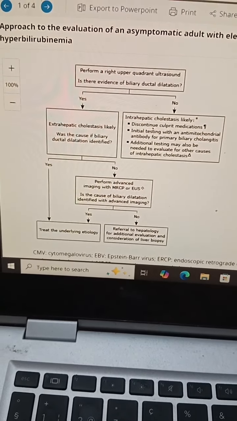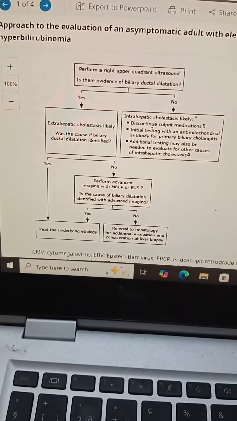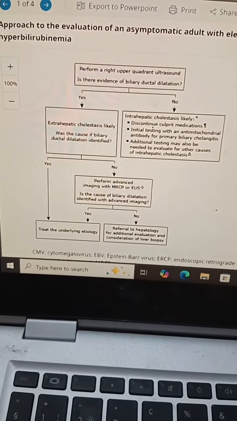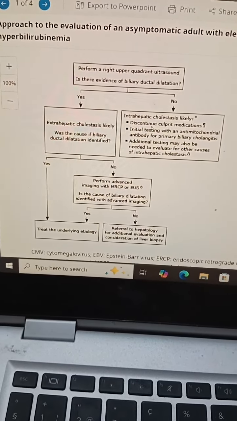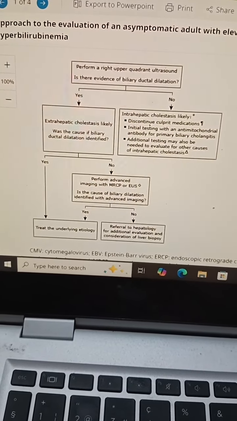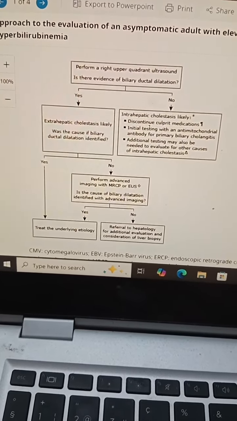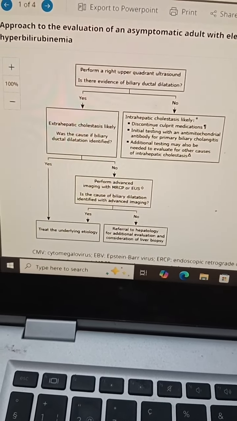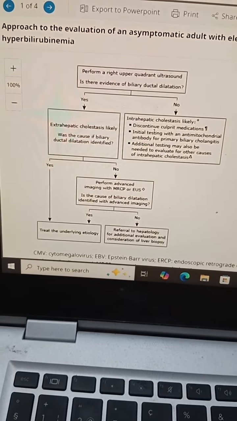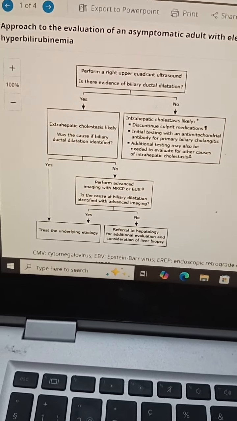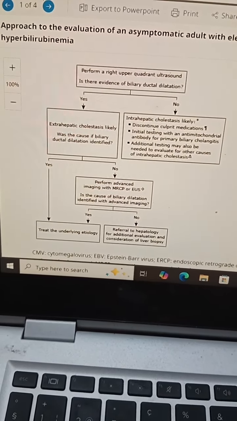And so, is the cause identified? If yes, then treat the underlying cause. But if no, then perform advanced imaging studies. What are those? That was a simple ultrasound before, right? And now you will perform advanced imaging, and that includes MRCP, that is magnetic resonance cholangiopancreatography, or endoscopic ultrasound, right? If by doing MRCP or EUS the cause has been identified, then treat the cause.